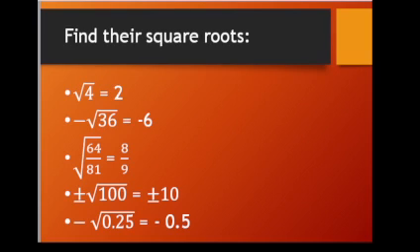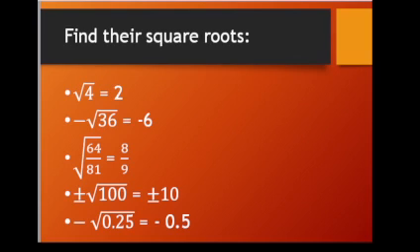Okay, first, we are going to find the square roots of the following. Number one, we have the square root of 4 is 2 because 2 squared is 4. Next, the negative square root of 36 is negative 6. Next, we have the square root of 64 over 81 is equal to 8 over 9 because the square root of 64 is 8 and the square root of 81 is 9.